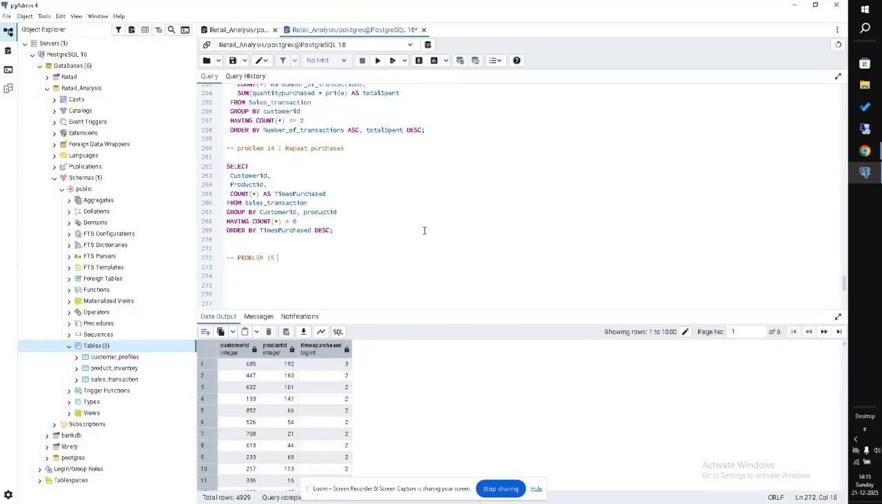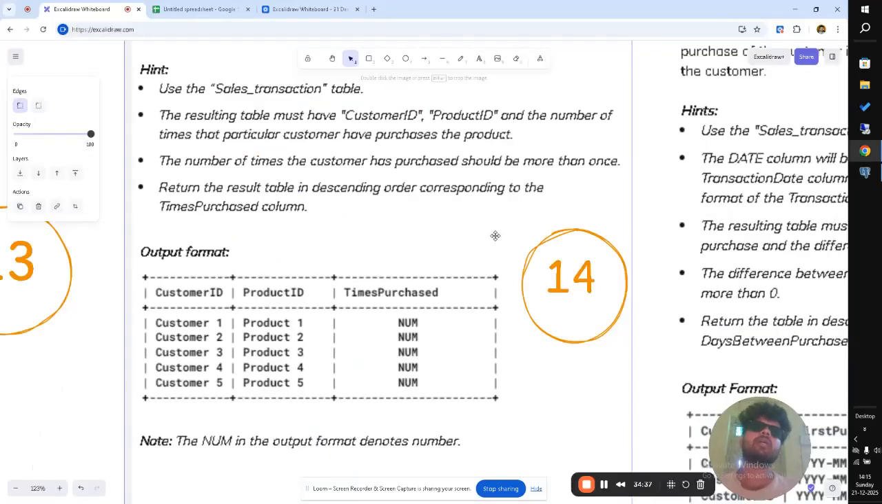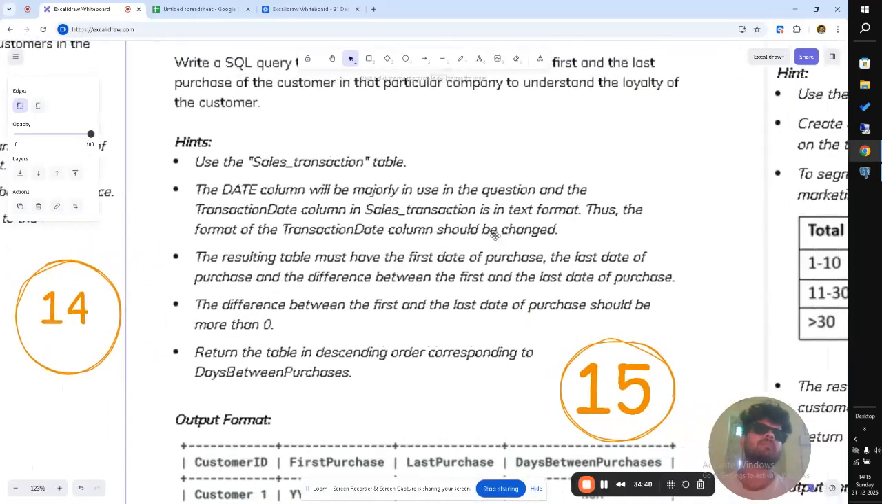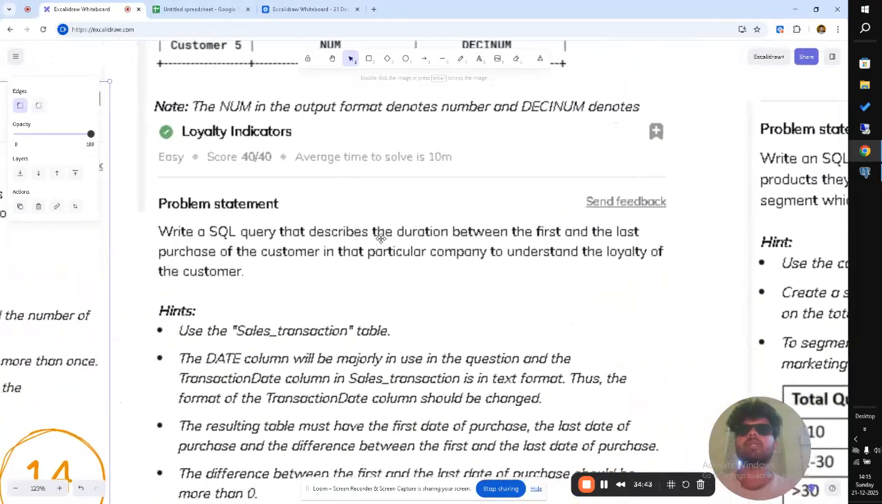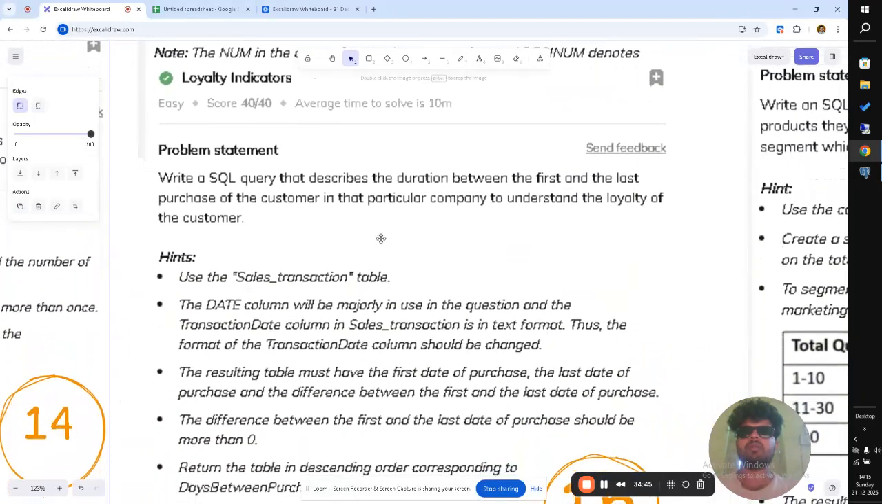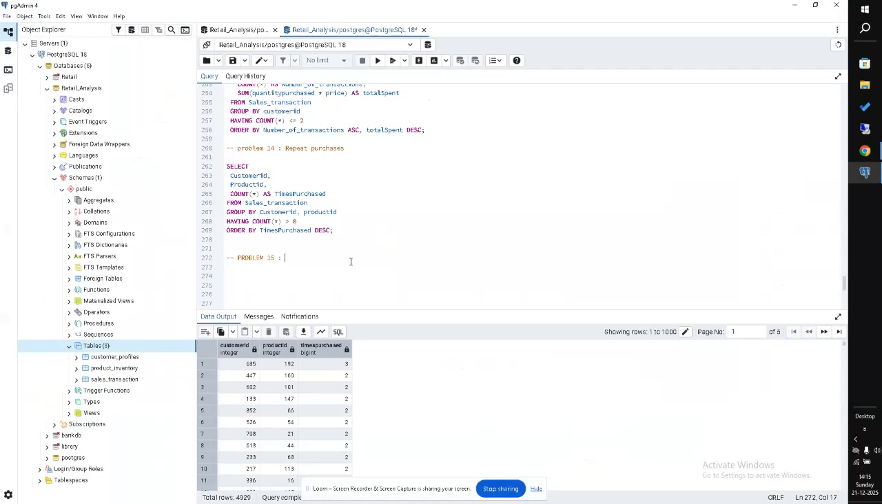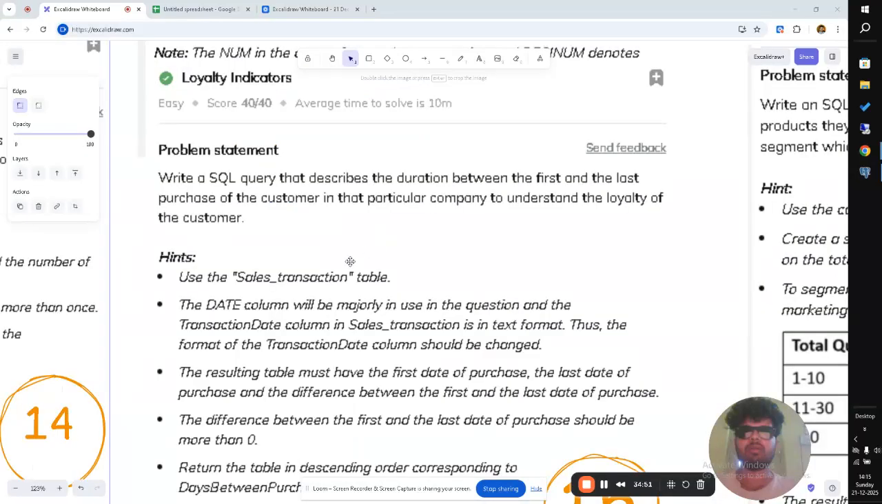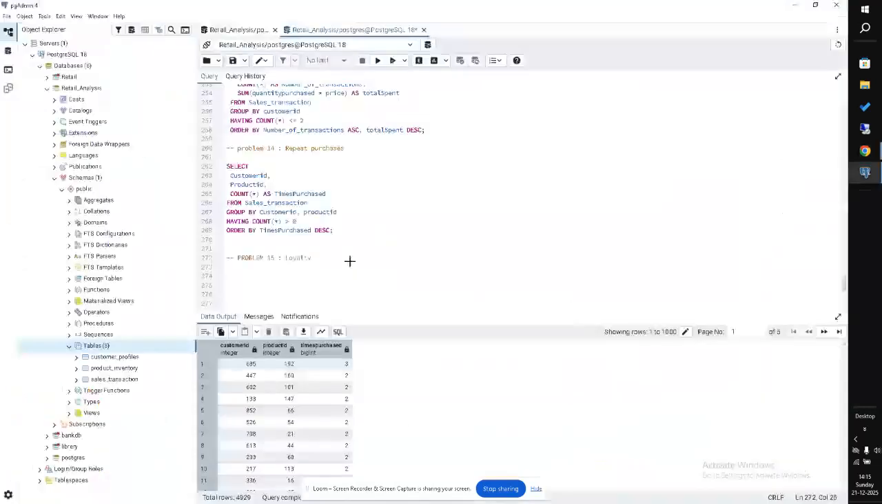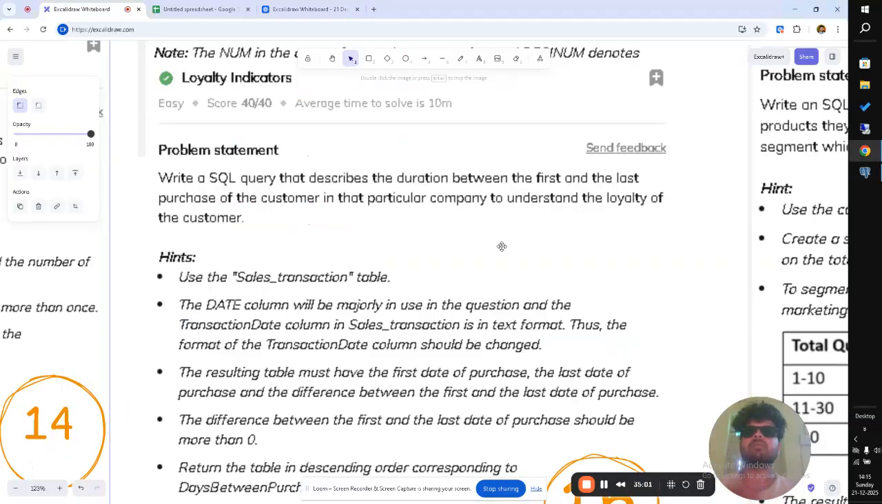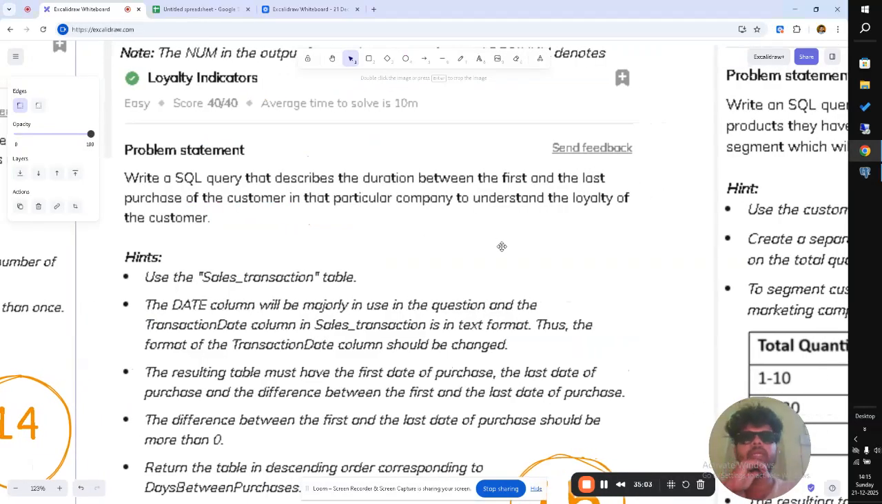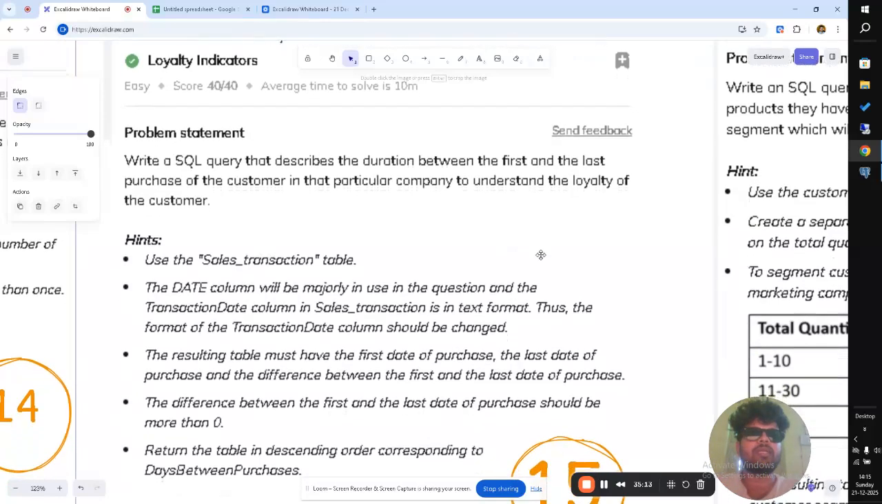Problem 15. Loyalty indicators. Write a SQL query that describes the duration between the first and the last purchase of the customer in that particular company to understand the loyalty of the customer.